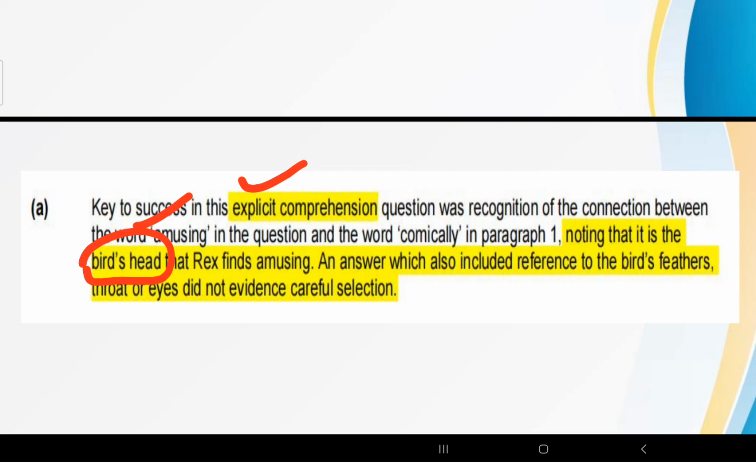If you write 30-40 words in that answer space, or 10-15 words, but you do not have this word head there, your answer is incorrect. So we need this word. An answer which also included reference to the bird's feathers, throat or eyes did not evidence careful selection. See, if you mention feathers, eyes or anything else, that shows that you are not clear about the feature. You're not clear whether this is head, feather, throat or eyes, because all these are features related to appearance. So anything that you are writing must be very clear. Then you are going to get marks.